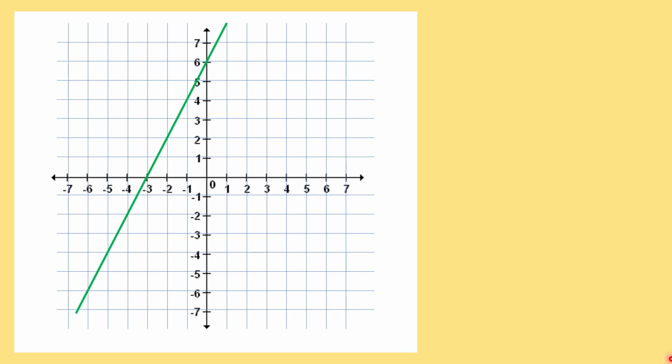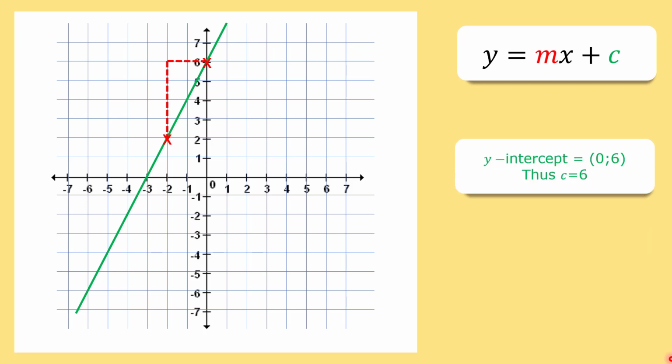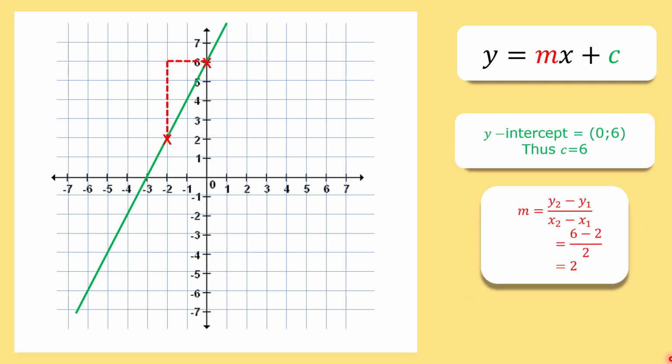Let's look at the green line. We can see it's a positive gradient. First, let's get the y-intercept. We know the y-intercept is 0, 6. To get the gradient, choose 2 points. We need the vertical change divided by the horizontal change. So if we move up, it's positive, and right, it's positive. 4 divided by 2. Up and right. So the gradient is 2. Therefore, our formula is 2x plus 6. Y is 2x plus 6.